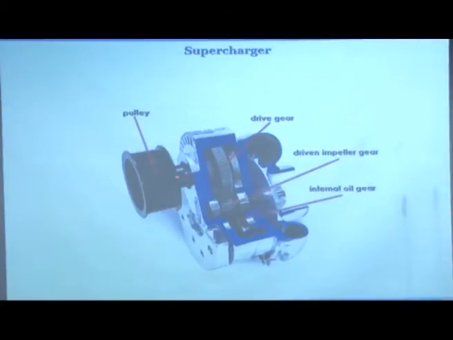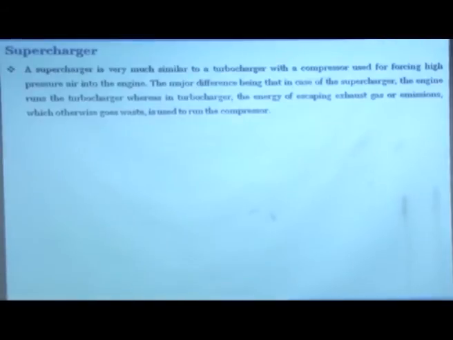So there is a big gear, and this is the impeller gear, this is the internal mechanism. A supercharger is very much similar to a turbocharger, with a compressor used to force high pressure air into the engine. The major difference is that in the case of a supercharger, the engine runs the compressor, whereas in a turbocharger the energy of the escaping exhaust gas or emissions, which otherwise goes waste, is used to run the compressor.